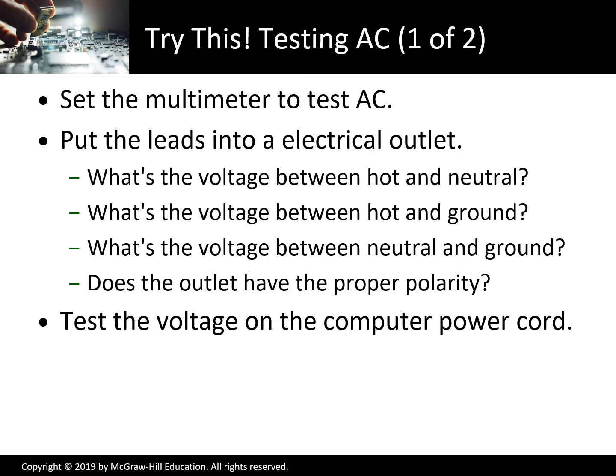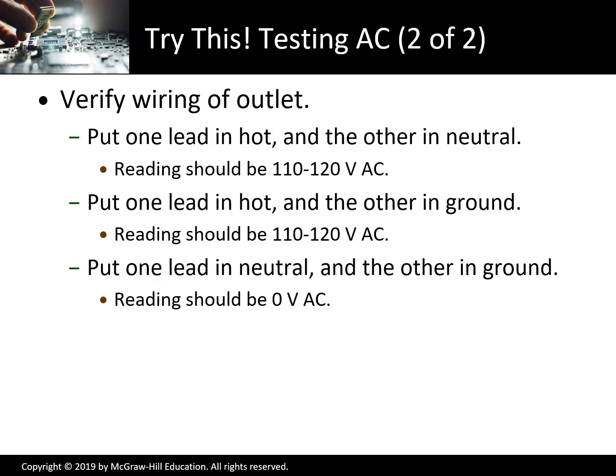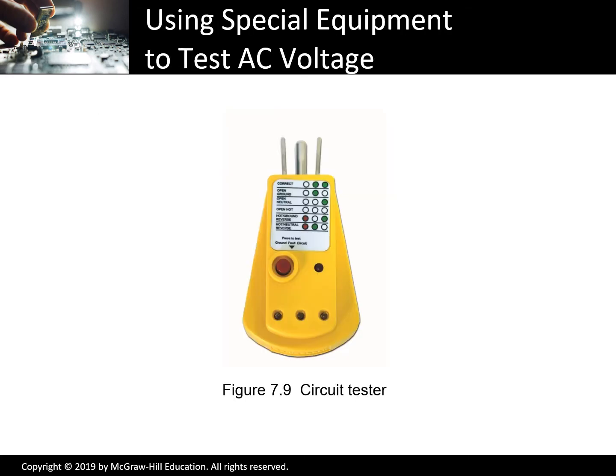You can also test the voltage on a cord. Now, verify wiring of the outlet. Put one lead in hot and the other in ground, and it should read 110 to 120 volts. I like this better than a test kit. You simply plug this in, and here are the codes, and it will tell you whether it's working or not. These go south on you sometimes.